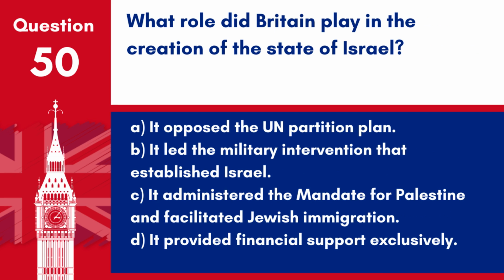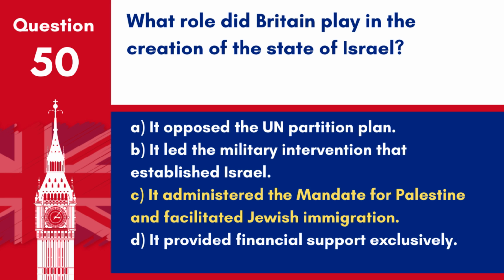Question 50. What role did Britain play in the creation of the State of Israel? A. It opposed the UN partition plan. B. It led the military intervention that established Israel. C. It administered the mandate for Palestine and facilitated Jewish immigration. D. It provided financial support exclusively.